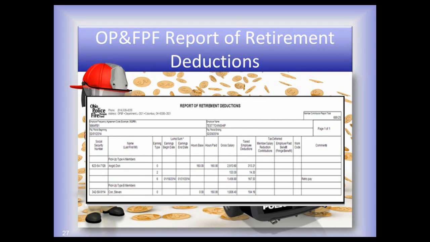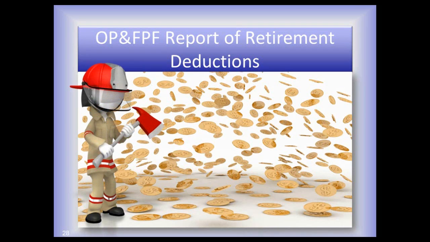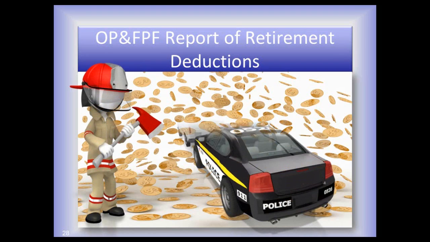Signature. It is required that every paper report be signed and that OP&FPF receive an original, not a photocopy or faxed signature. This report must be signed and dated by the person of authority to submit the payroll information to OP&FPF. In the UAN software, in order to ensure that the report of retirement deductions automatically generates, you must have the following items filled out.